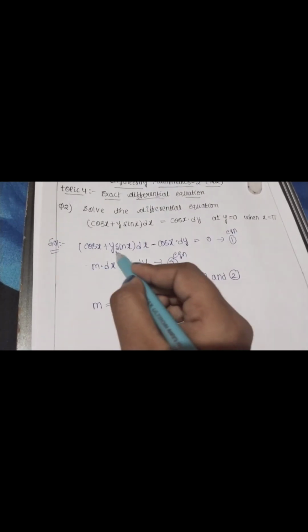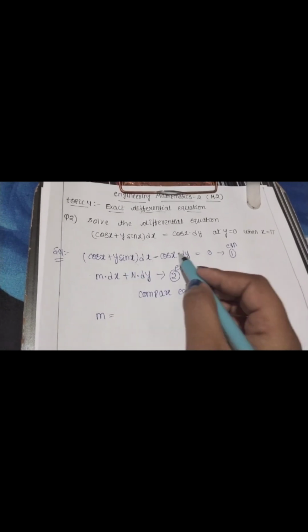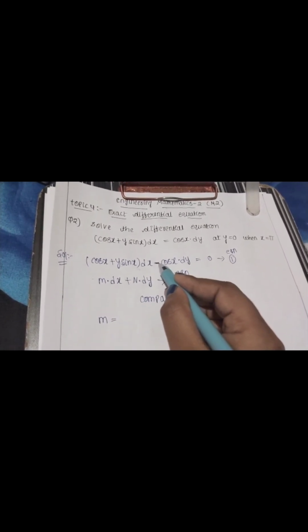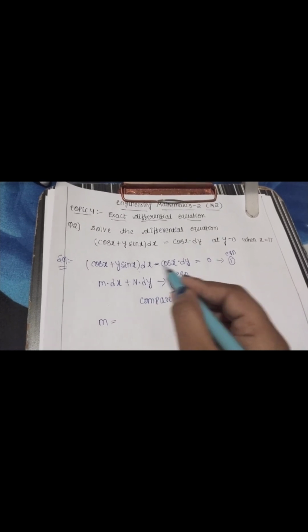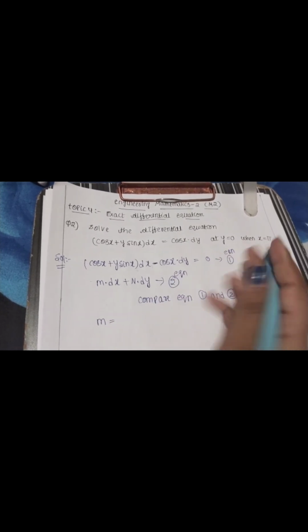Now there is a general equation which is equation 2. So now let's start comparing equation 1 and 2. So we do get M and N values respectively. M is the thing which is before dx and N is the thing which is before dy. So irrespective of this sign in the middle, we have to consider M and N values. If it is minus over here, we have to take N value as minus cos x. If it is plus, N value is plus cos x.